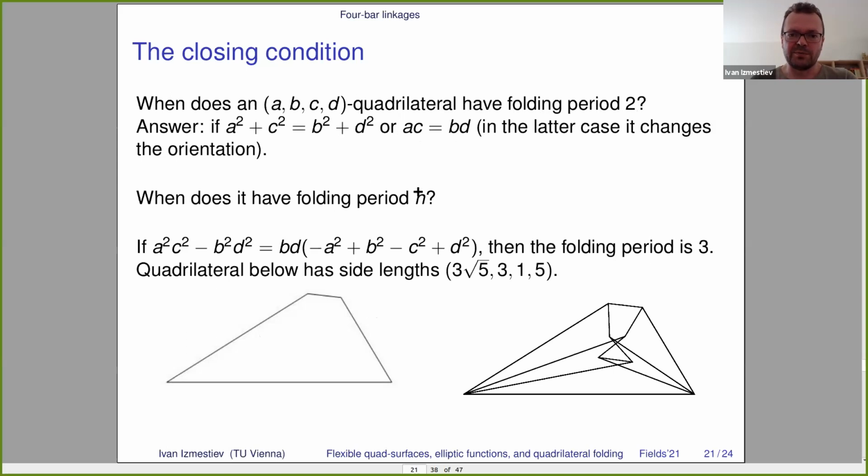So how about an arbitrary n? When does a quadrilateral have period n? The quadrilateral that I have shown on the previous pictures has these nice lengths: 3, square root of 5, 3, 1, and 5. This is one of the solutions of this equation, and this equation tells you when the folding period is 3.